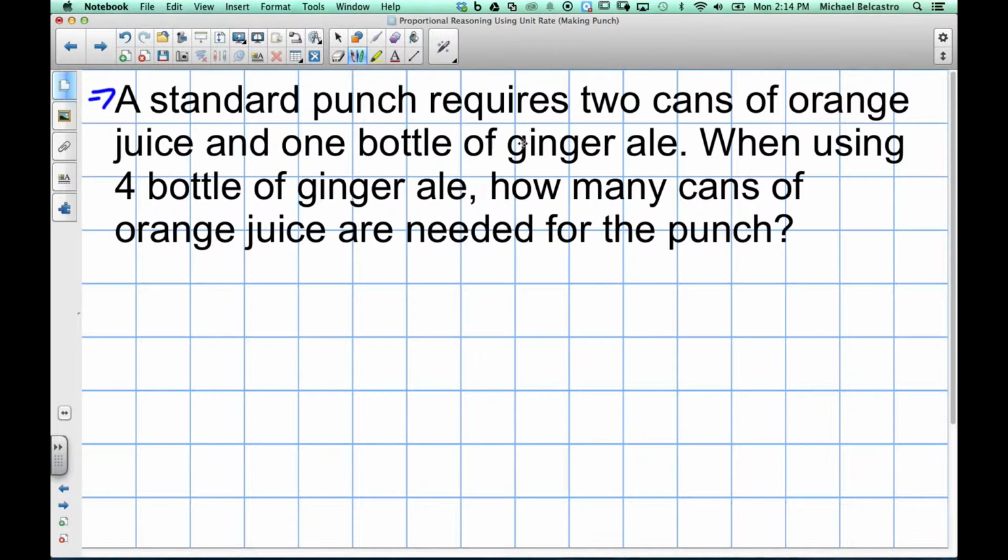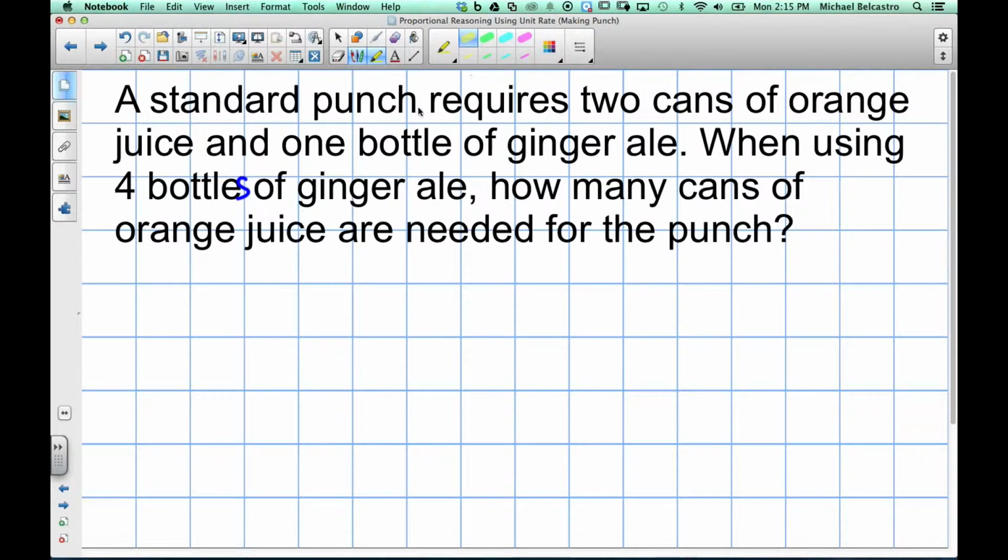We'll read through it once, and then we'll highlight important information the second time through. A standard punch requires 2 cans of orange juice and 1 bottle of ginger ale. When using 4 bottles of ginger ale, how many cans of orange juice are needed for the punch?